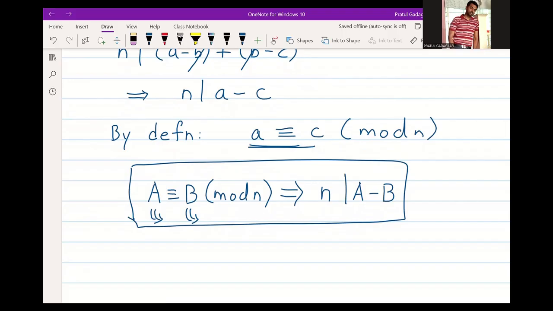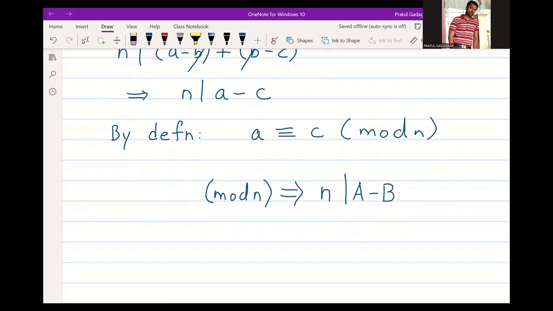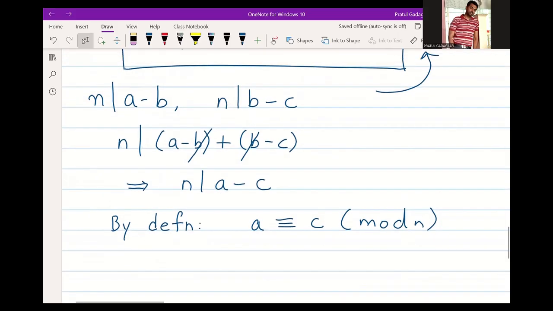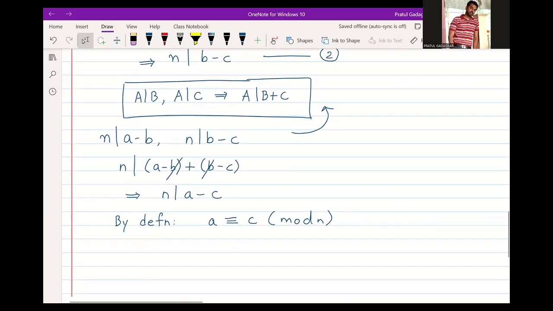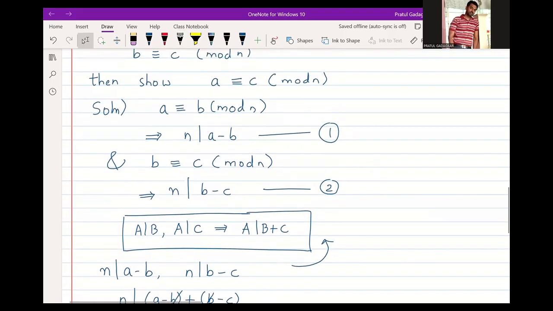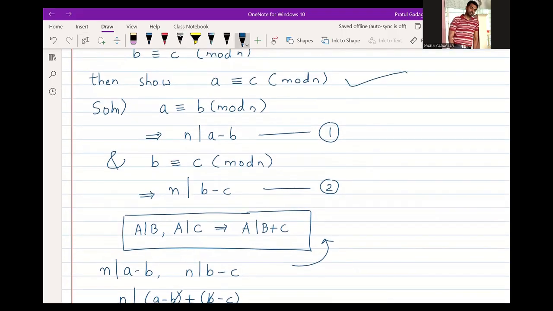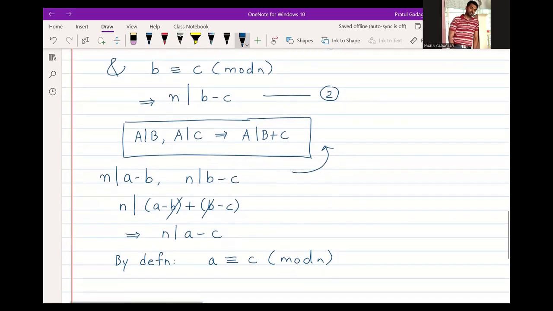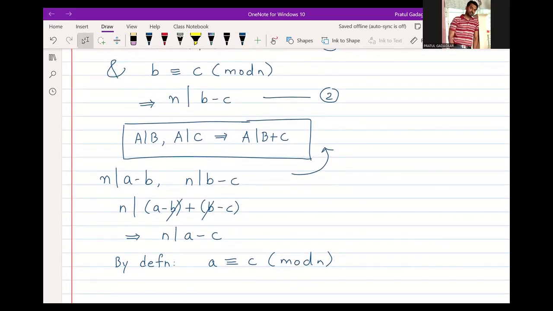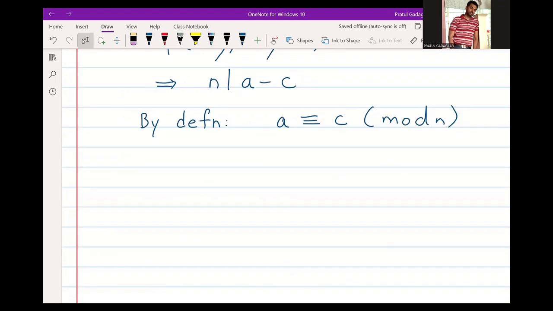congruent to each other. Okay, so this is how we have proved that if A is congruent to B and B is congruent to C, then A and C are also congruent to each other. So A is congruent to C modulo n. In the next video, we will see some more properties of congruences.